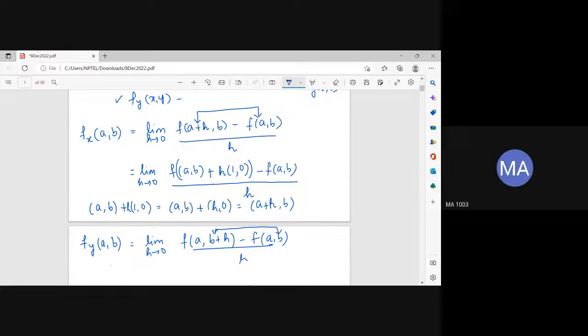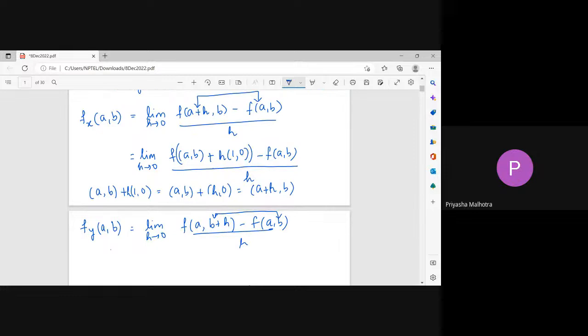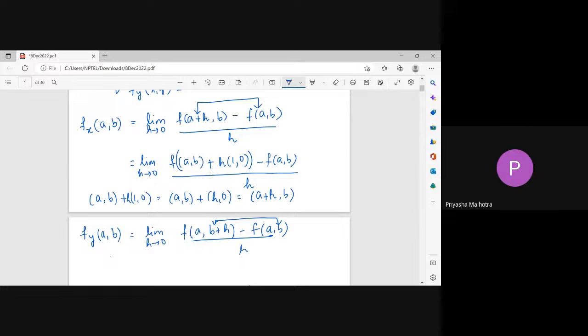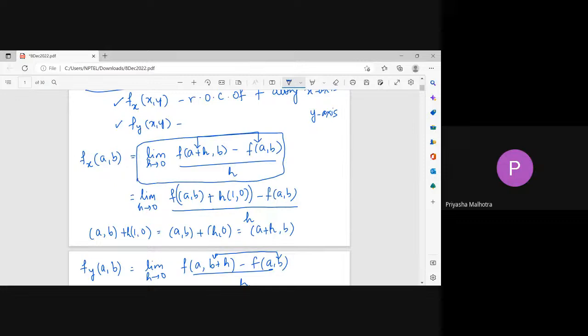So, ma'am, when will we write minus 1 comma 0? Instead of 1 comma 0, when will we write minus 1 comma 0? Okay, so this limit that we are calculating is a one variable limit, right? h is not a vector, it's a number, right? So this is one variable calculus. So in one variable calculus, how will you calculate the limit?